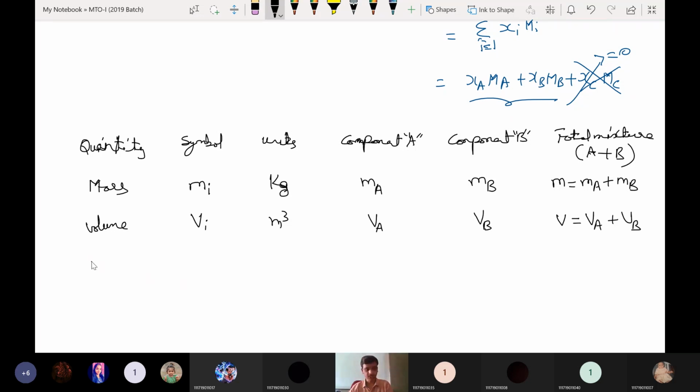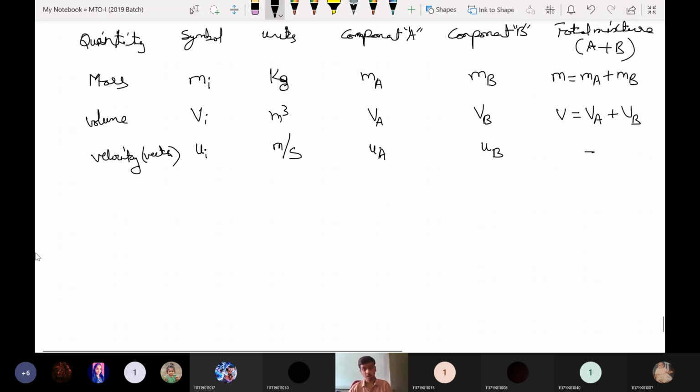The next one we can write is velocity, denoted by small u subscript small i. Velocity is measured in meter per second. For component A it is ua, and for component B it is ub. This is a vector property. Velocity is a vector, not a scalar quantity, so we cannot add it. Whenever we give a vector quantity, we have to specify its direction, in which direction the component is acting: x, y, z. So we will leave this as such.